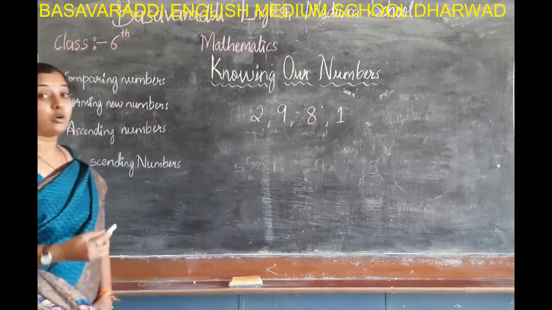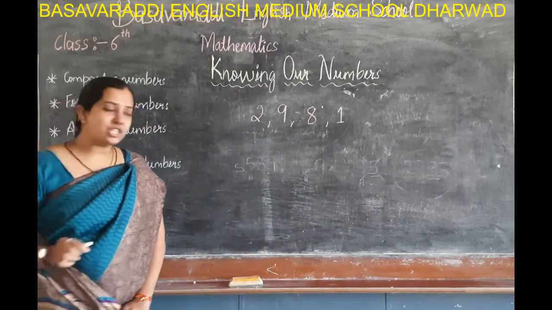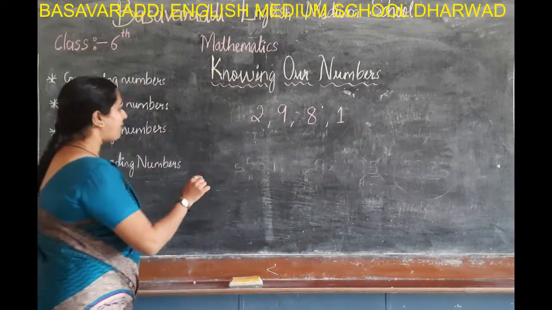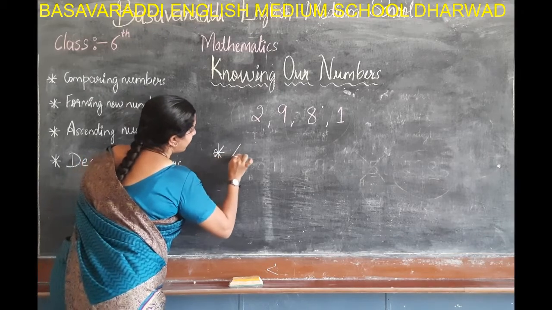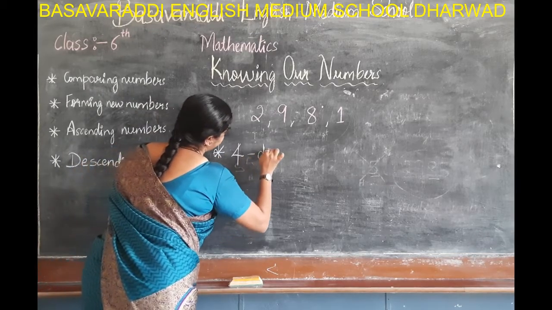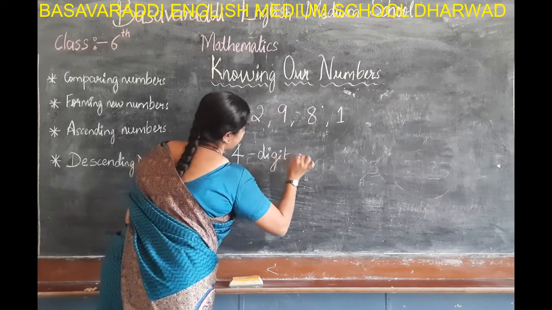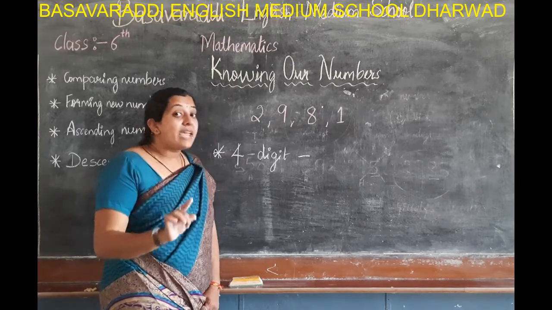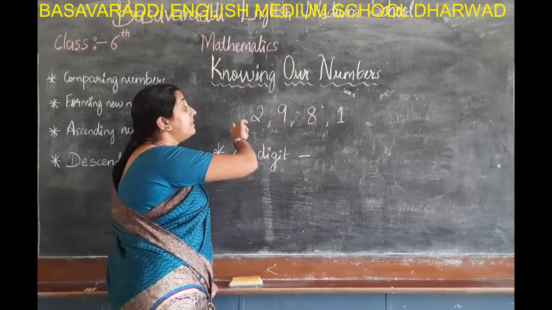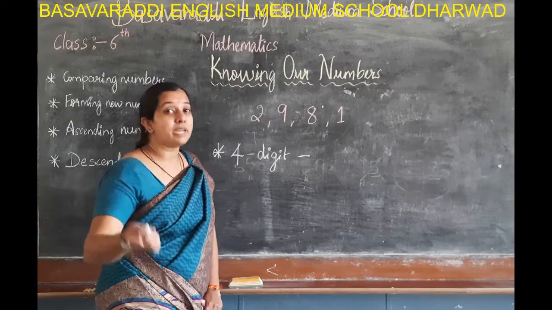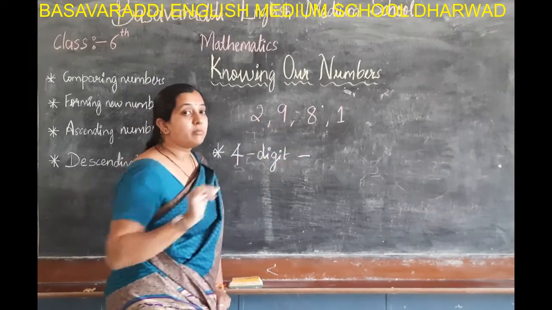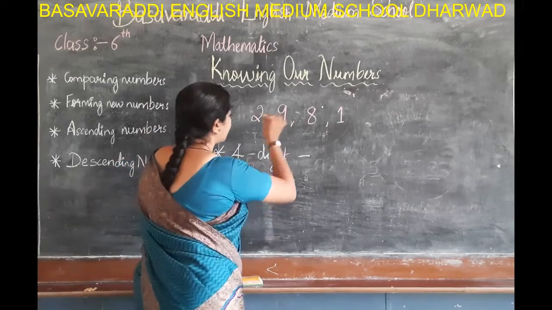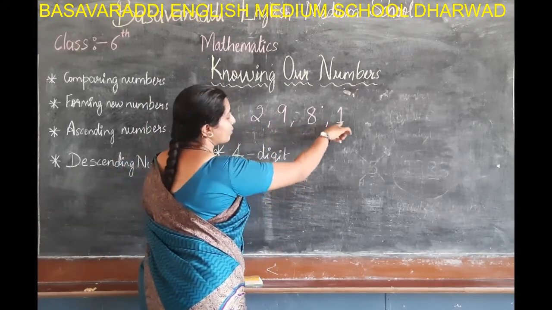2981. So you have to form a 4-digit number. These are some digits. So what I have to do is form a 4-digit number. Make sure that none of these digits are being repeated. No digit from here should be repeated or come again. Correct? So now what we have here is 2981.